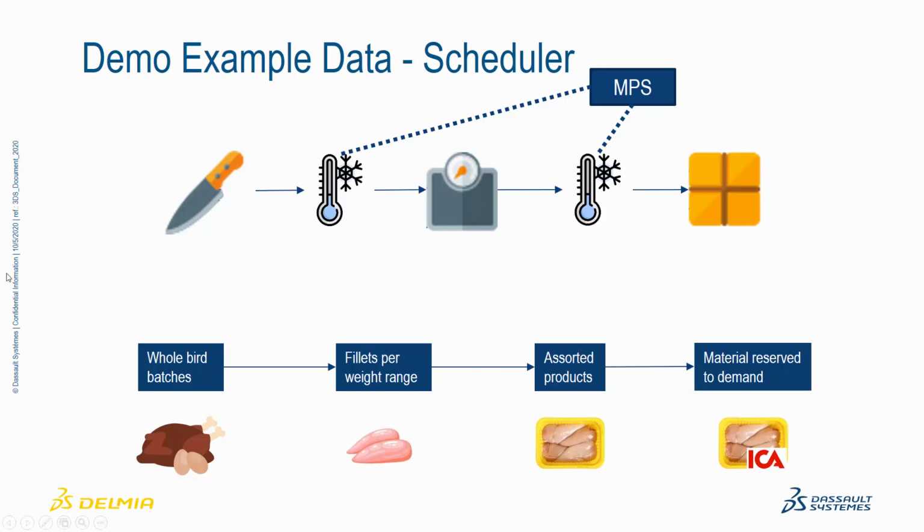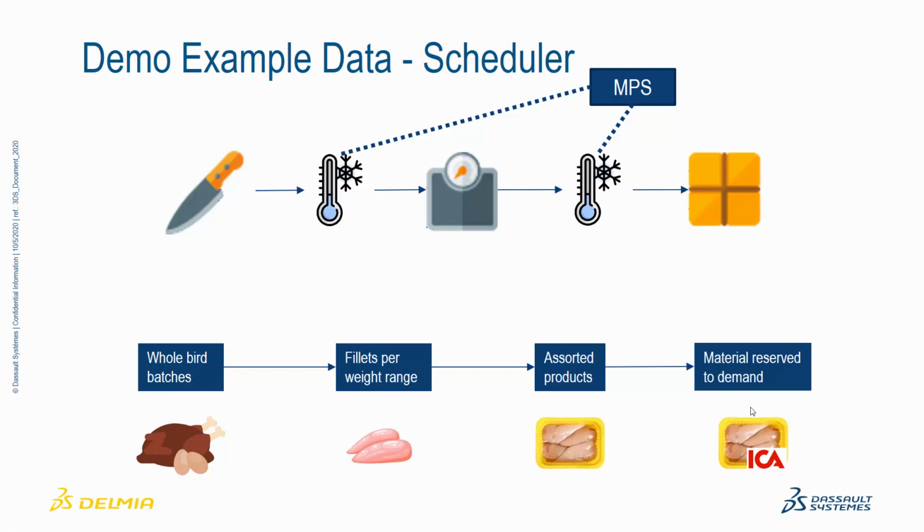So in this scheduler demo, we'll focus on the cutting, weighing, and packaging line only, so material will flow directly from one operation to the other. We'll also have whole flocks of birds coming in, which we then disaggregate down to fillets per weight range. We then select what types of products we want to produce using these fillets, and finally we need to reserve that material to a specific demand as well. We'll see how that's done.